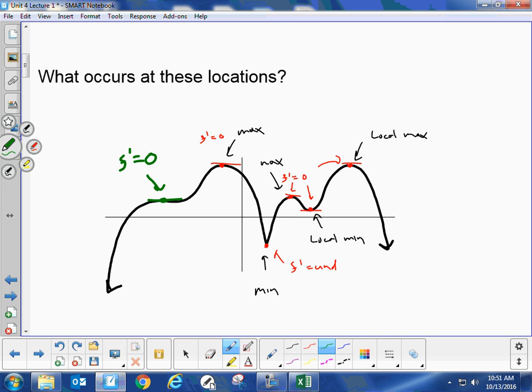Similar to x cubed. If I look at x cubed, you know, it looks like this. Well, I know the tangent slope at 0 is 0. However, this location is neither a max nor a min. This is kind of a flat part that, you know, comes up and then keeps going up.